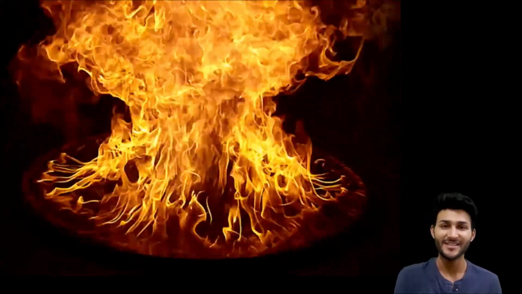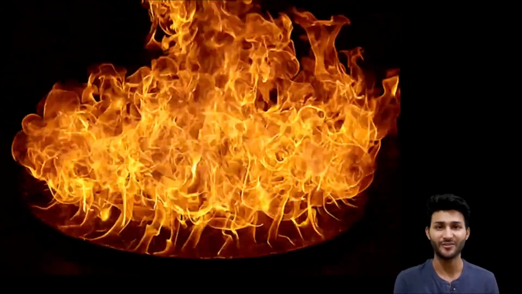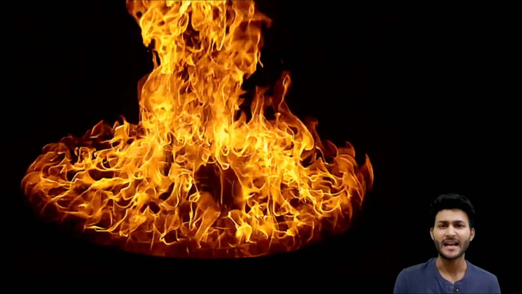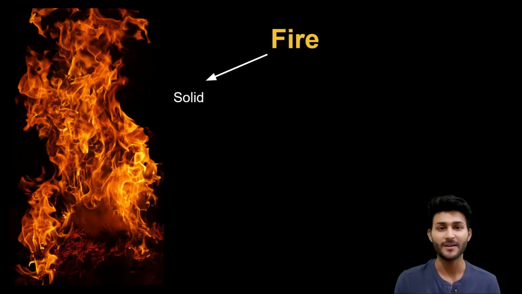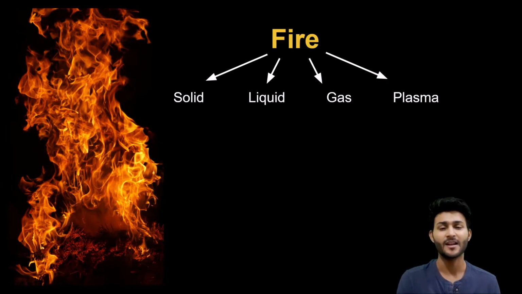Hi everyone, in this video we're going to discuss what the real nature of fire is. Basically, what exactly is fire made up of? Is it some solid material, some liquid, some gas, or some plasma, the fourth state of matter? For example, if you think about ice, it's solid water made up of hydrogen and oxygen. And the atmosphere is a gas made up of nitrogen and oxygen particles.